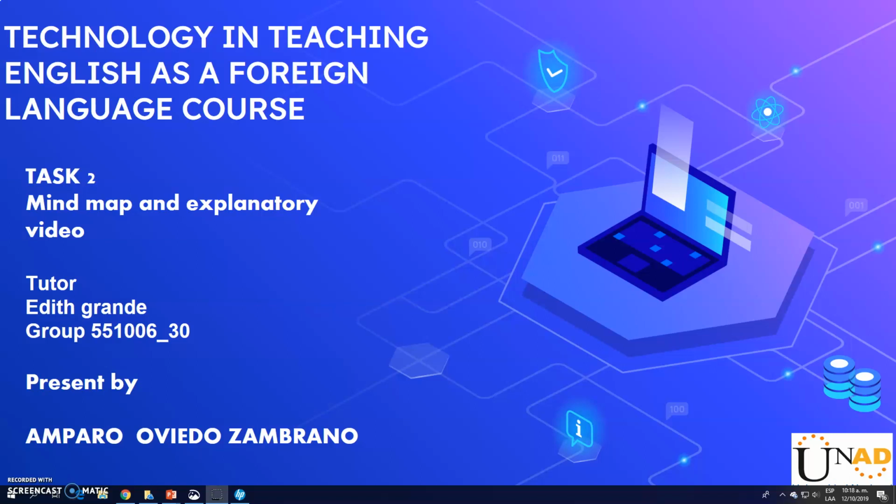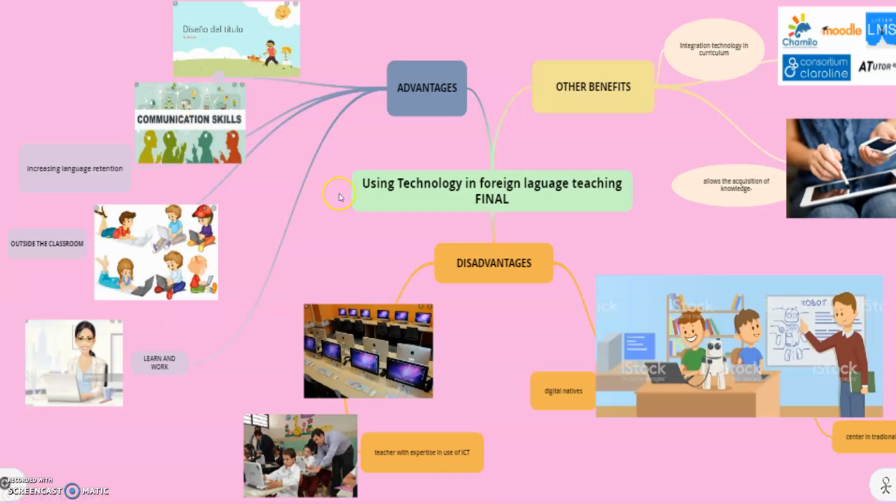I'm from Group Theory. This is my TASK2, my math and explanatory video. I developed this summary with main topics of course references. The main topic is using technology in foreign language teaching. These are three second topics: advantages, other benefits, and disadvantages.